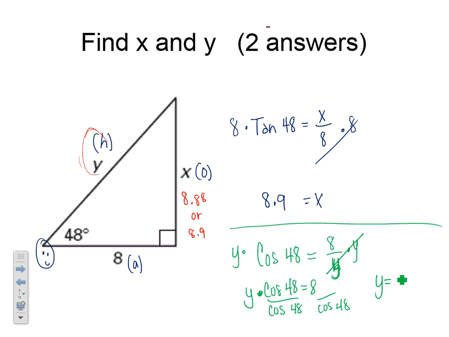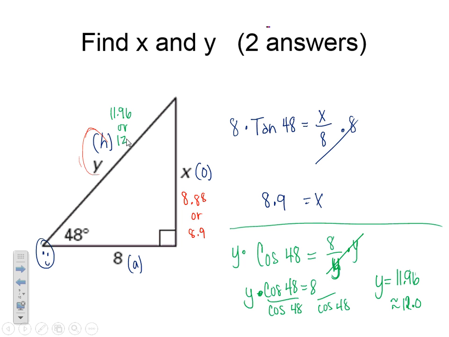And I will get 8 divided by the cosine of 48. Y is equal to 11.96 if you want to go 2 decimal places, or approximately 12. Okay, so 11.96 or about 12.